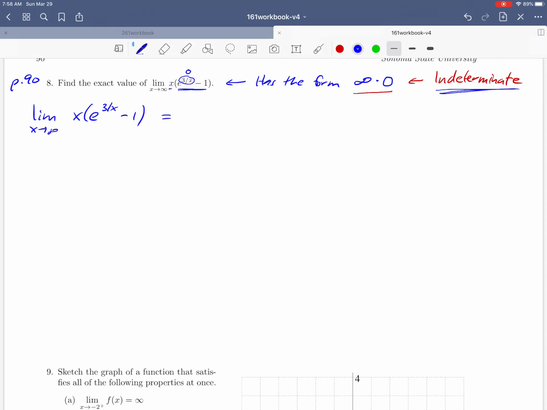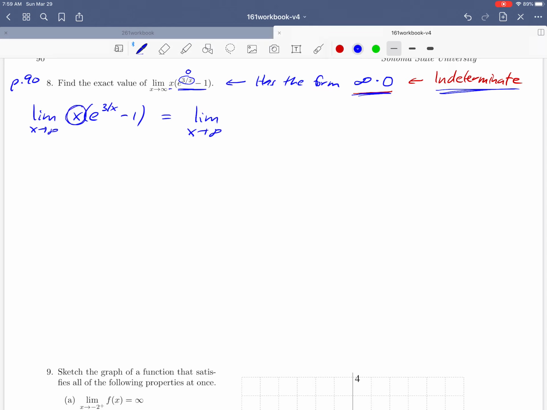All right, so I'm going to start by just rewriting this. Okay, and then we come to a little bit of a roadblock here. The way that L'Hopital's rule works is we need our function to have the form of a ratio, in other words, a fraction, something divided by something else. In this case, we don't have a fraction, we have a product, something times something else. So to use L'Hopital's rule, there's an extra step in this problem. We need to rewrite our function as a ratio.